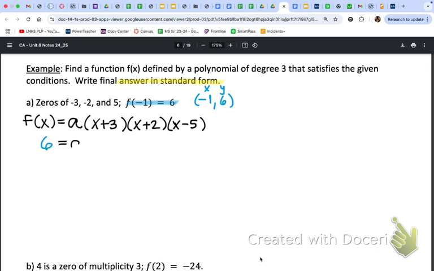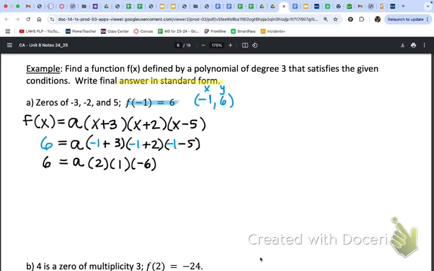And we're going to solve for A in a second, but let me write this out. So we're going to plug in, what are we plugging in for x? Negative 1. So I'll do that in a different color in a second. Here it is. Negative 1 plus 3, negative 1 plus 2, negative 1 minus 5. And PEMDAS says, please simplify the parentheses. So it would be this. Negative 1 plus 3 is 2. Negative 1 plus 2 is 1. Negative 1 down 5 more is negative 6. You can now multiply all of those together. 2 times 1 times negative 6.